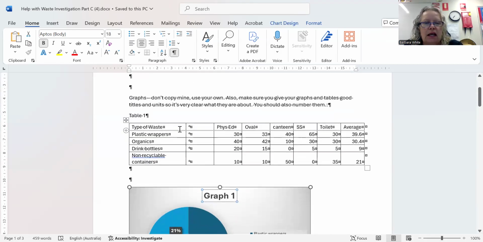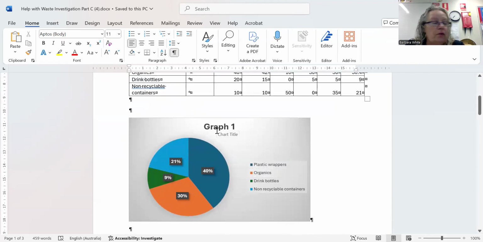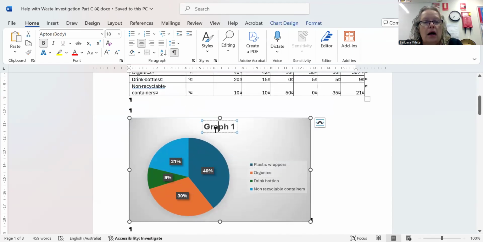This is a table that I made up with the percentages of all the different types of waste. It doesn't have a title. You need to give it a good title. I would call it something like volume of waste by percentage of rubbish bins at Kent Street, something like that. And then I graphed it. And hopefully I've shown you how to graph it.